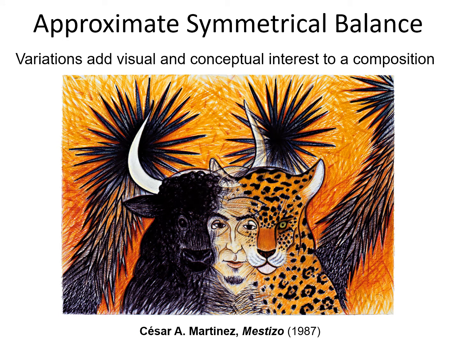Another example from Latin America. In this case, fairly obvious, I think, what's happening here. Human form in the center. On the right-hand side, the jaguar, a symbol of the New World. On the left, the bull, symbol of Old Spain. And the title Mestizo referring to the blending of culture. So we have the center axis running right through the middle of the human head, and then elements on either side which are fairly balanced but different.